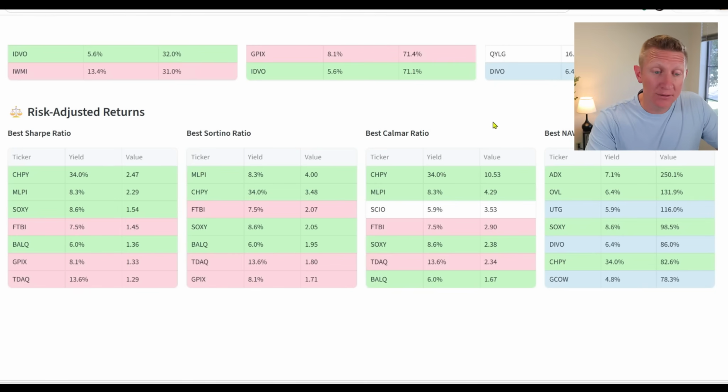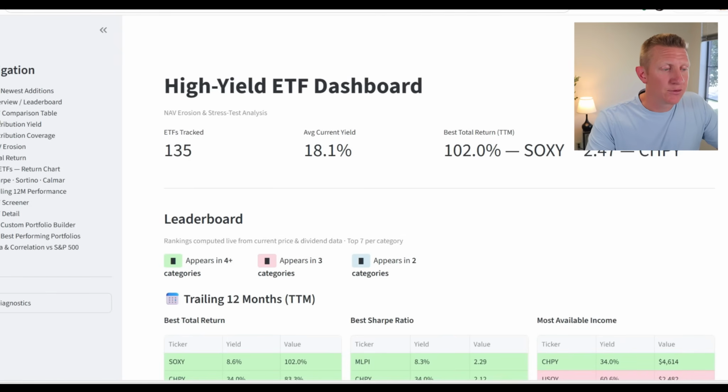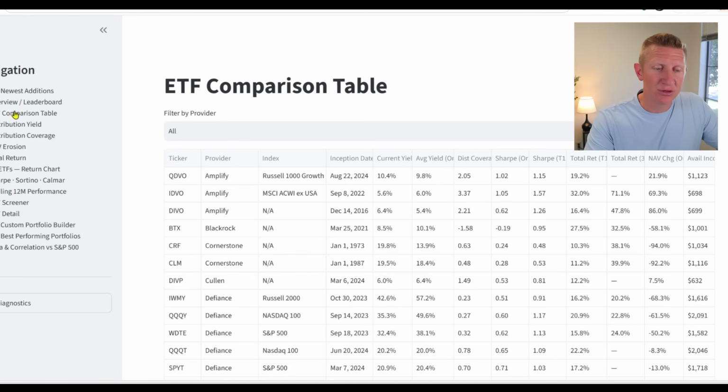And finally, of course, net asset value growth. Right? So obviously, if we get really good net asset value growth and good Sharpe returns and a good yield, that's pretty cool as well. So you've got funds over here like SOXY, which popped up quite a bit here in net asset value growth, and it shows up in the Sharpe ratio, which is really great. So that's our leaderboard. We've also got a big ETF comparison table you can take a look at.